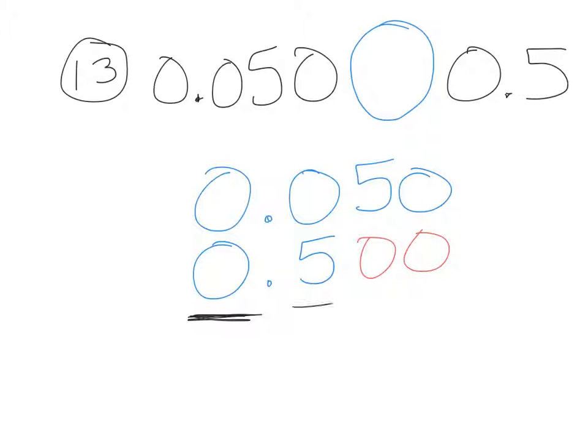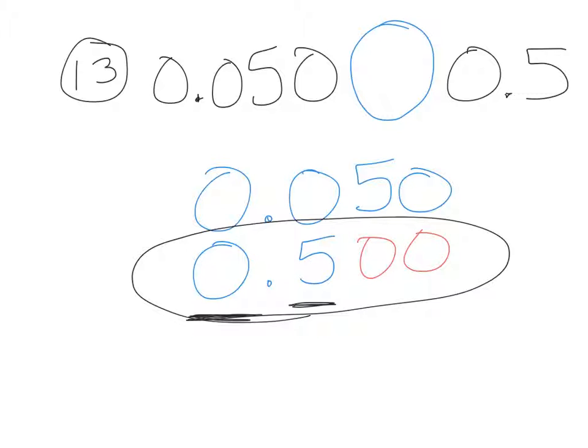When I move to the next place value, tenths, I see the bottom number has 5 tenths. The top number has none. Well, that tells me that the bottom number is going to have the greater value because that's the highest value we have in the number. I could also read them now with my zeros, and this one reads 500 thousandths instead of 50 thousandths, telling me that 50 thousandths is less than 5 tenths.